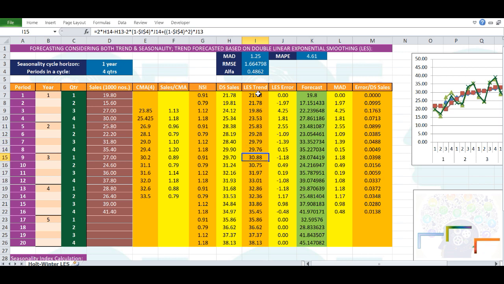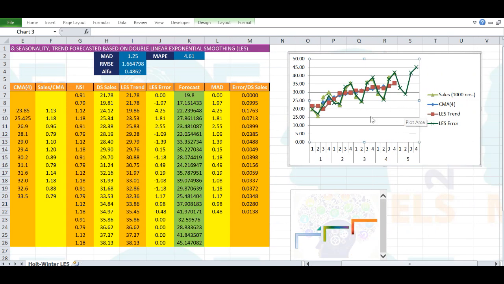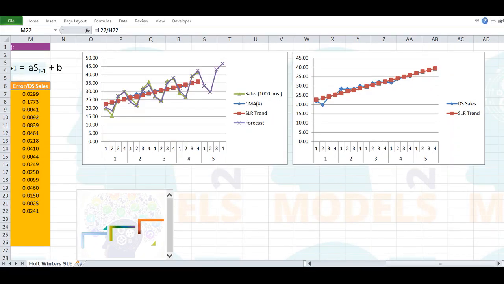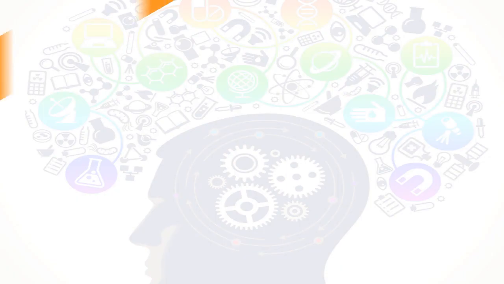This column, less trend, has the exponentially smoothed values, using the parameter alpha. In this figure, the green-colored graph represents sales, the blue-colored graph depicts CMA, the maroon-colored one is the forecast that captures only level and trend.